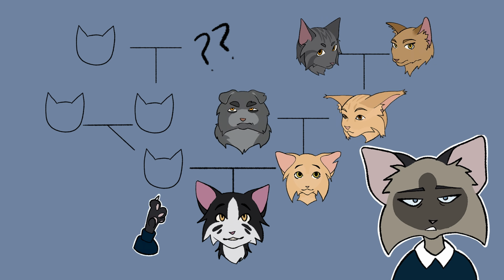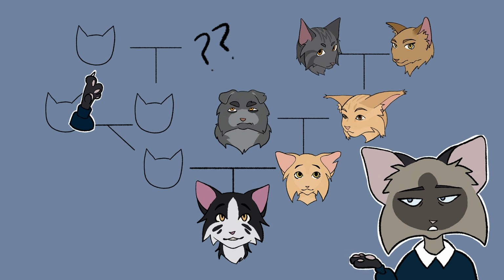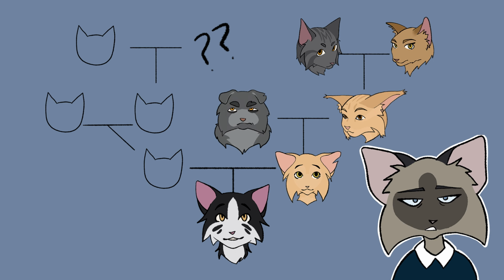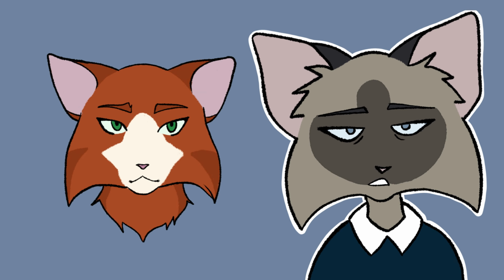His father is Patchpelt, whose parents are Swiftbreeze and Adderfang. Swiftbreeze has one known parent, Flashnose, like I said earlier, so let's go ahead and see how we can work with that. Flashnose is described as a dark ginger she-cat with a white muzzle.